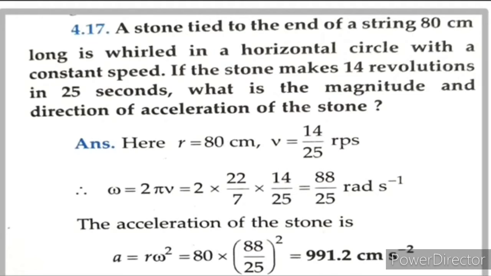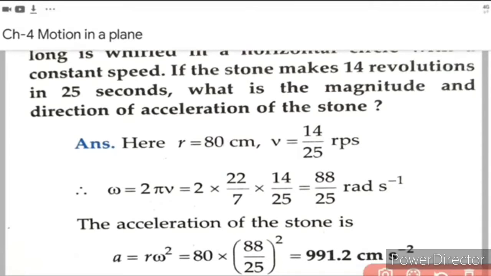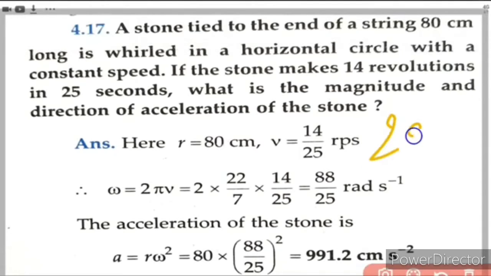So that way we proceed, because from the data, 14 revolutions in 25 seconds, we can easily calculate frequency nu. So 14 revolutions in 25 seconds. So frequency is given by what? 14 by 25. So frequency is 14 by 25.